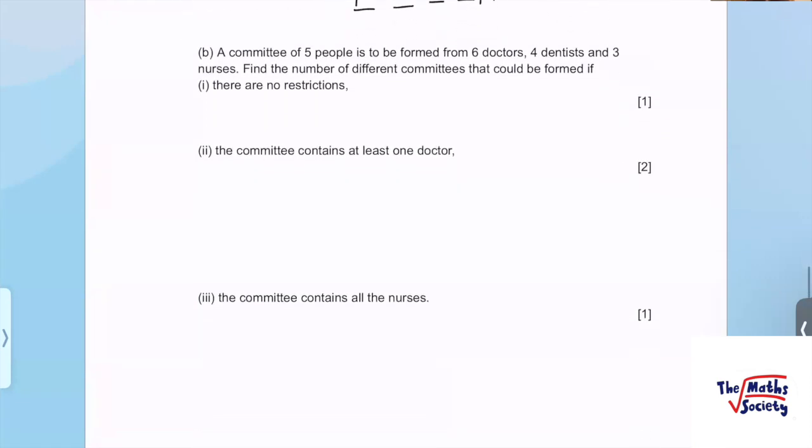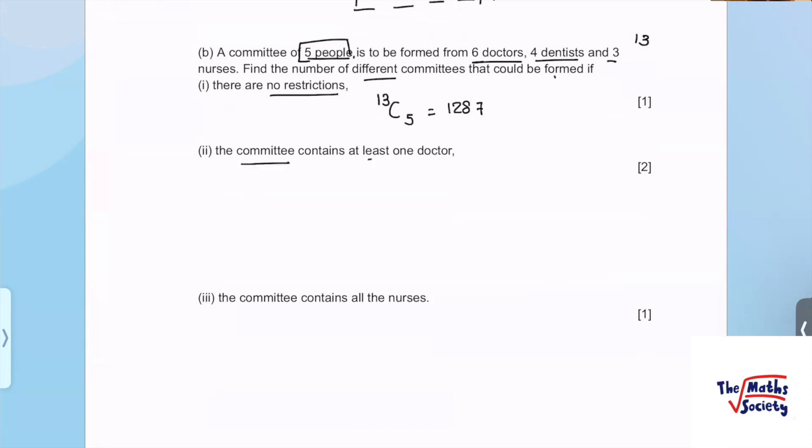And moving on to B, it says that a committee of 5 people is to be formed from 6 doctors, 4 dentists, and 3 nurses. So we have 13 people in total, and you need to select 5 people. Find the number of different committees that could be formed if there are no restrictions. So it means from just these 13 people, you can choose any 5 people. So it's just going to be 13C5, which is 1,287.